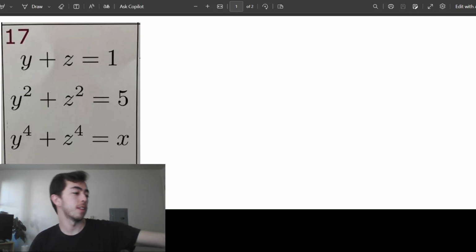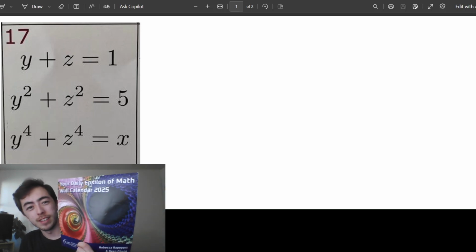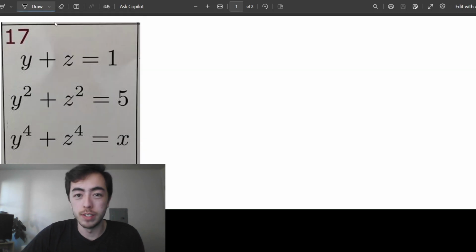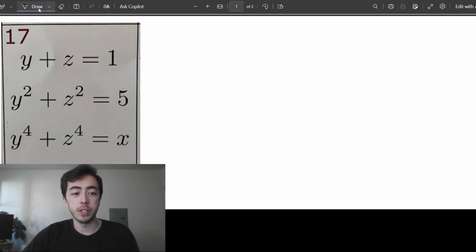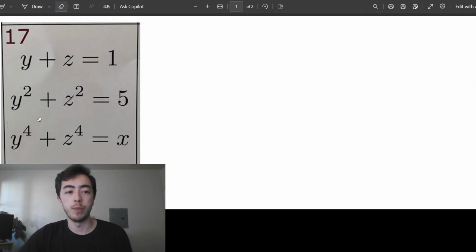It's June 17th, and we're solving problem number 168 from the Daily Epsilon calendar. And let's figure out why the answer is 17 today. This problem actually reminds me a little bit of the April 22nd problem. That one also had a similar setup where we had a linear equation and then something with a sum of squares. And then in that problem, we had to do a sum of cubes. Although today, it's now a sum of powers of 4.